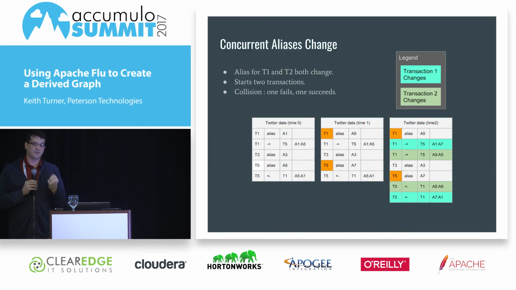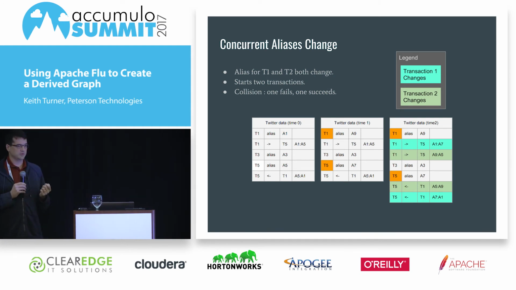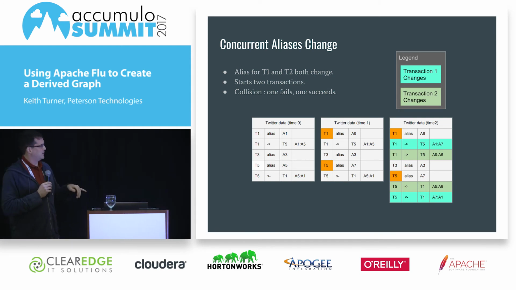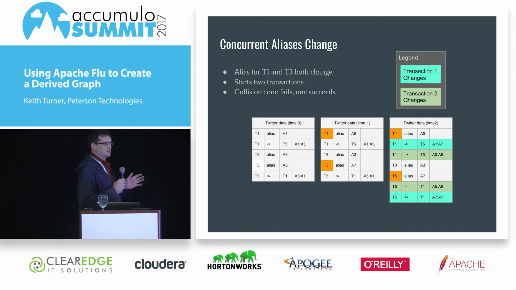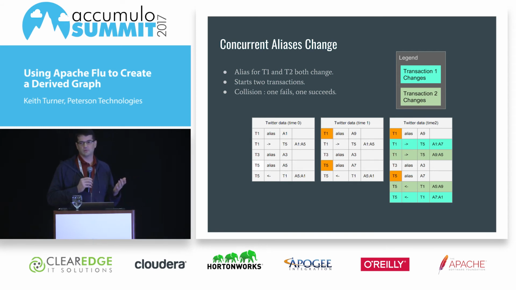Now, another thing you have to think about when you're working with Fluo is concurrency. It's something you don't have to think about so much when you're writing MapReduce or Spark jobs. Fluo gives you the tools to handle concurrency, but you still have to be aware of it when you're writing Fluo applications.